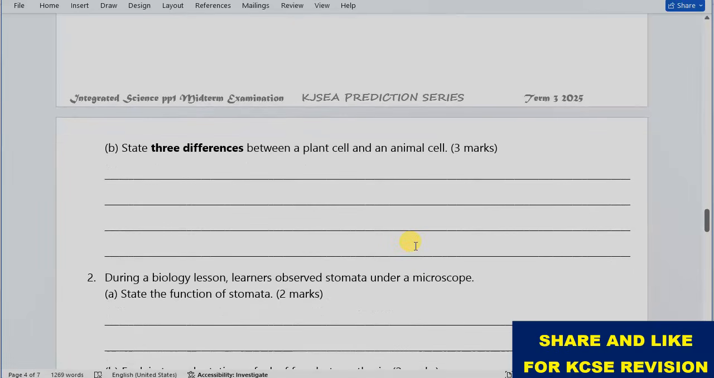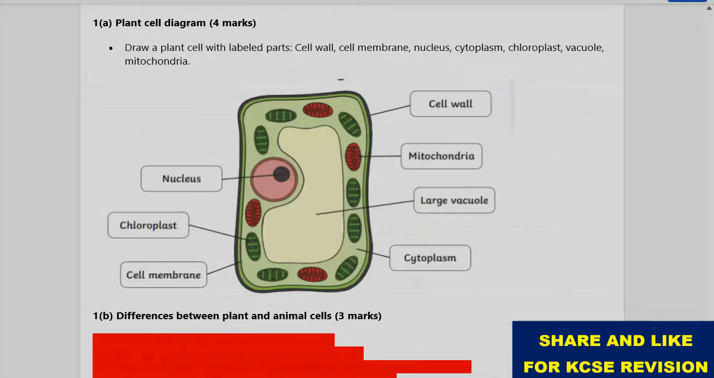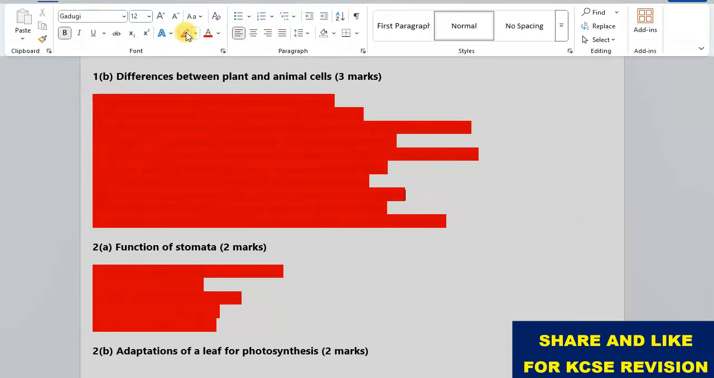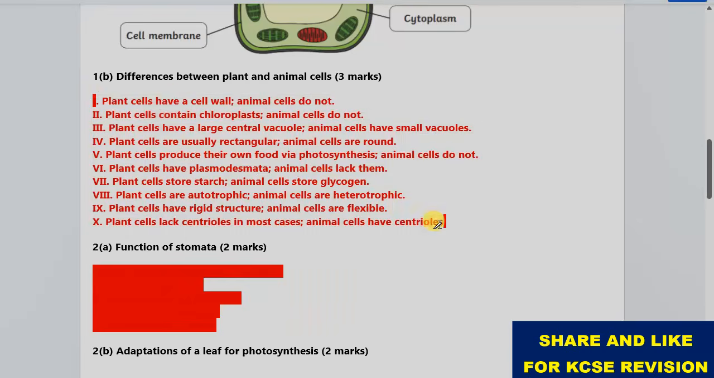State 3 differences between a plant cell and an animal cell. The differences between a plant cell and animal cell. Plant cells have a cell wall, while animal cells do not. That's one difference. Plant cells contain chloroplast, while animal cells do not have chloroplast.